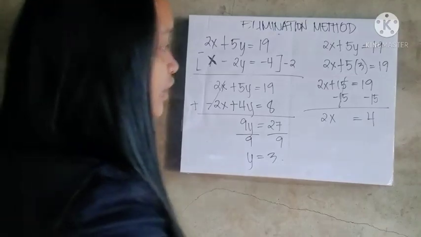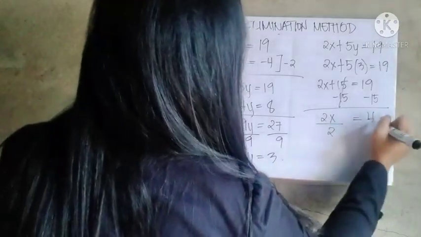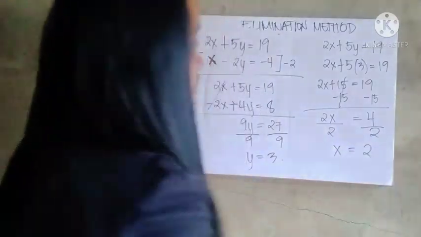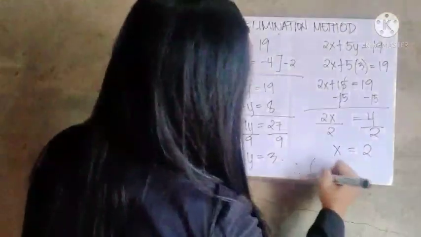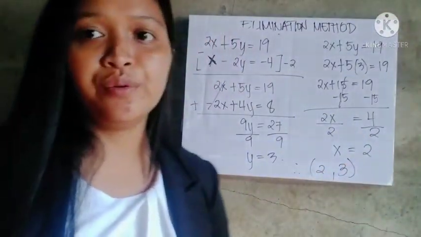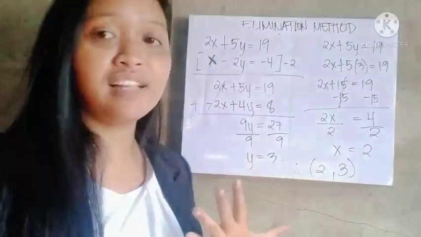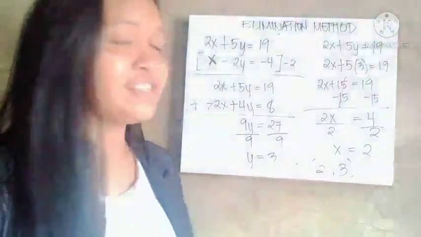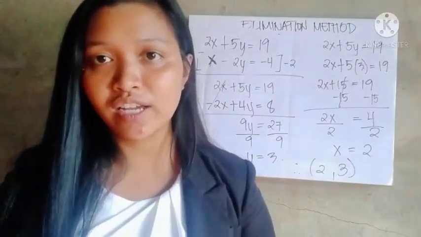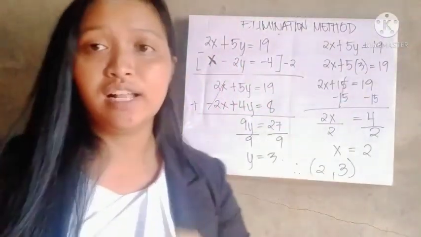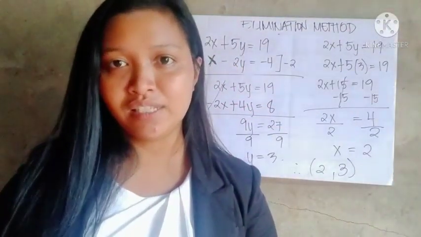So, then divide both sides by 2 to find the value of your x. So, x would be 2. Therefore, our solution is 2 and 3. So, if you are not comfortable that your answer is correct, then try to check this value in these two equations, just like what I did a minute ago.